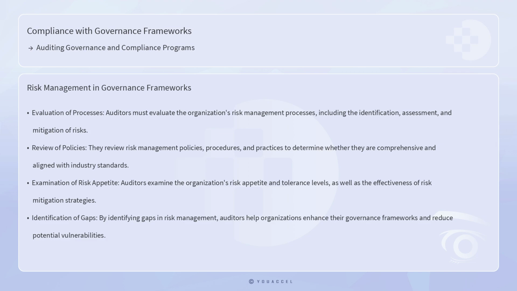Risk management is a critical component of governance frameworks, and auditors must evaluate the organization's risk management processes. This includes assessing the identification, assessment, and mitigation of risks that could impact the organization's ability to achieve its objectives. Auditors review risk management policies, procedures, and practices to determine whether they are comprehensive and aligned with industry standards. They examine the organization's risk appetite and tolerance levels, as well as the effectiveness of risk mitigation strategies. By identifying gaps in risk management, auditors help organizations enhance their governance frameworks and reduce potential vulnerabilities.